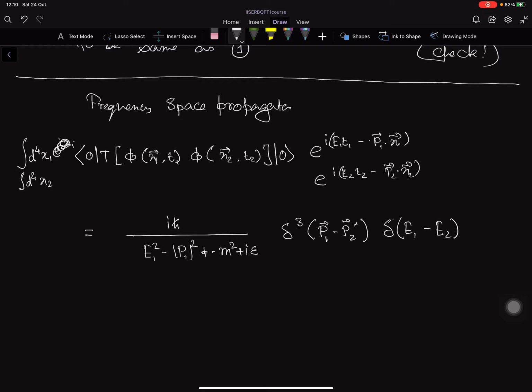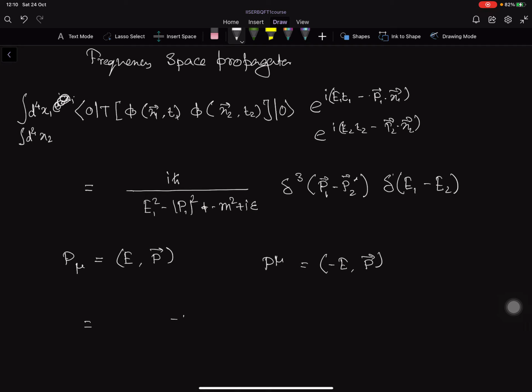And this can be written in a covariant form. How? Let's say my p mu and my p upper mu is given, then this quantity is the same as minus i h bar over p mu p upper mu plus m square minus i epsilon, times d4 of the 4-vector p, p1 minus p2. So also there is an index 1 to 2 here.